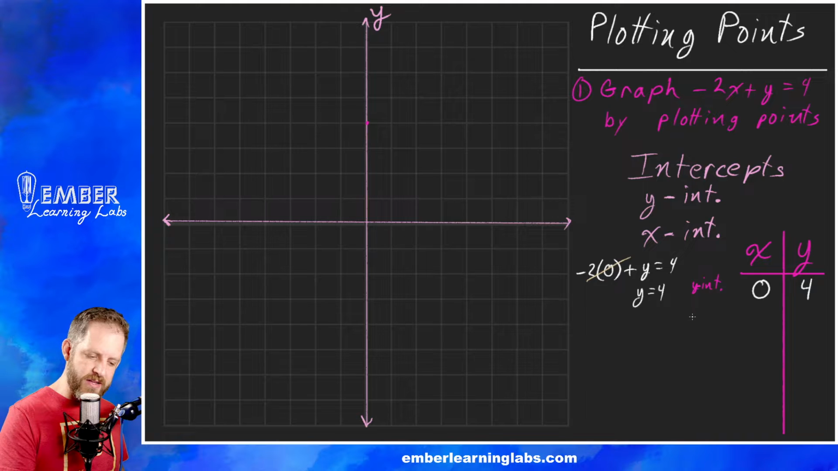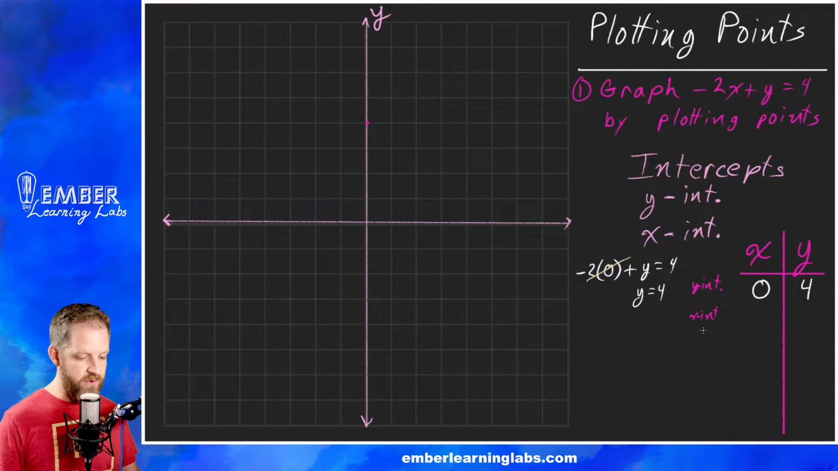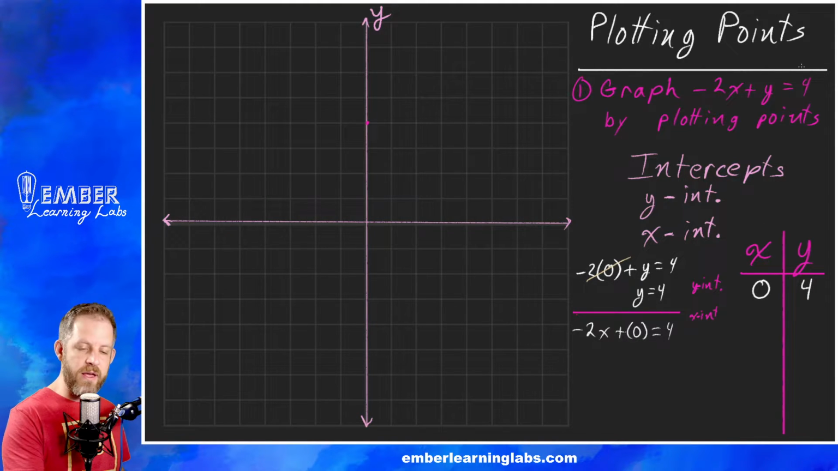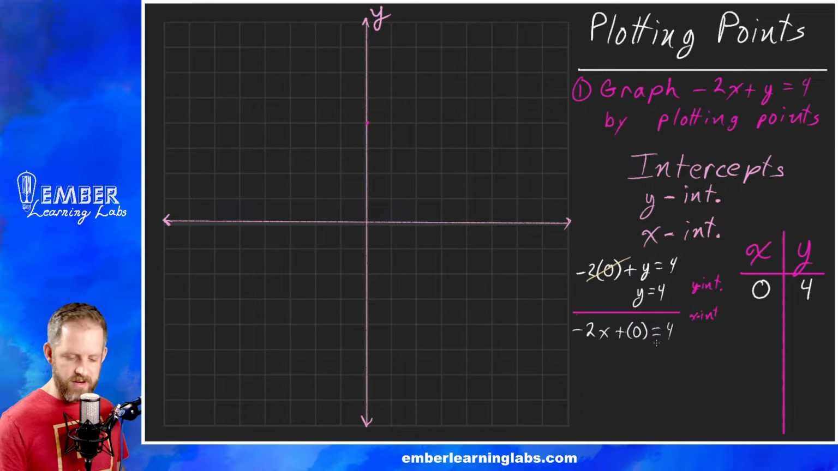The next point we're going to plot is the X-intercept. All along the x-axis, we have the same sort of concept: y is equal to 0. So to find the x-intercept, we put a 0 in for y and solve for x. So we're going to do negative 2 times x plus 0 equals 4. I'm just copying this equation, but with zeros in for the places.